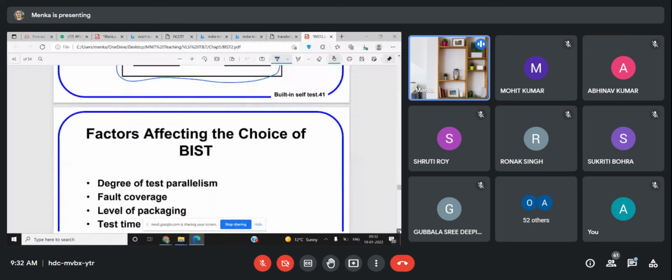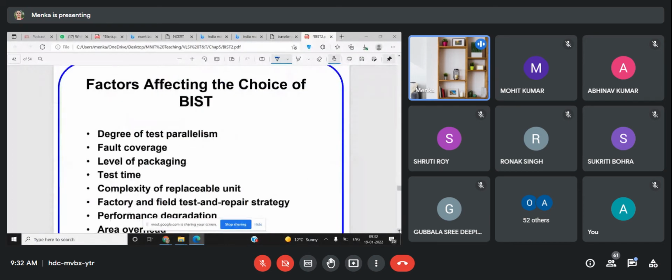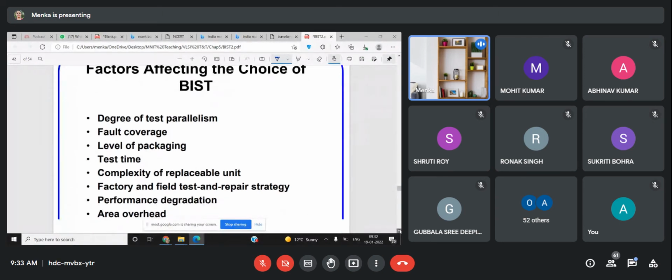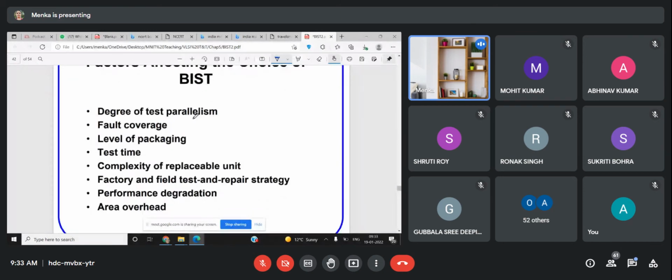Factors affecting the choice of BIST. Out of the discussed BIST architectures, which one you must use depends on different factors. The first one is the degree of test parallelism: how many tests you want to run in parallel. Then fault coverage, how much fault coverage is there. Level of packaging, whether the chip is very small or very big, where it is used, how much is the payload, and all these things.